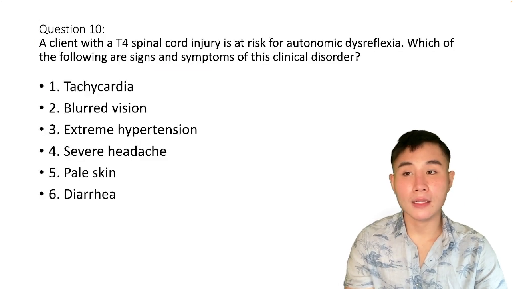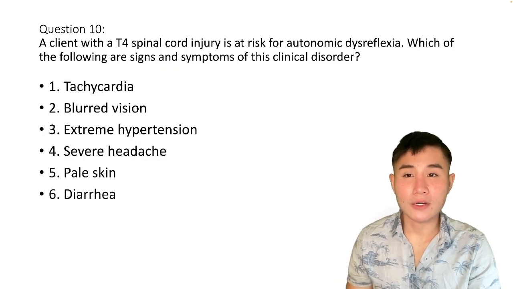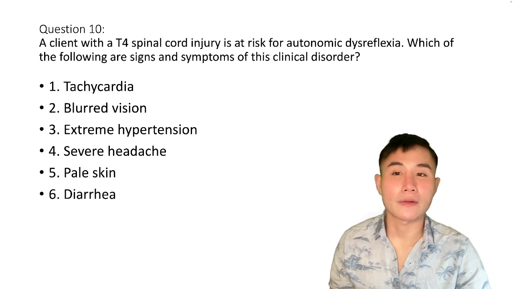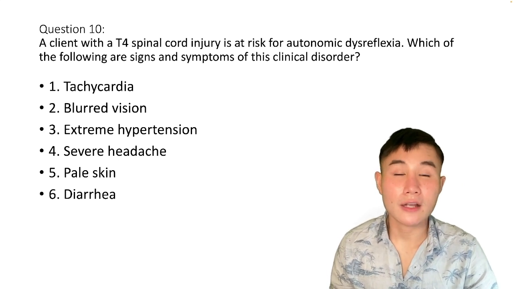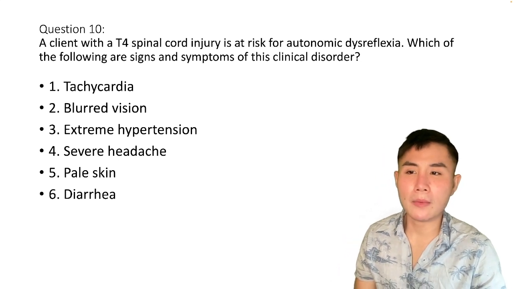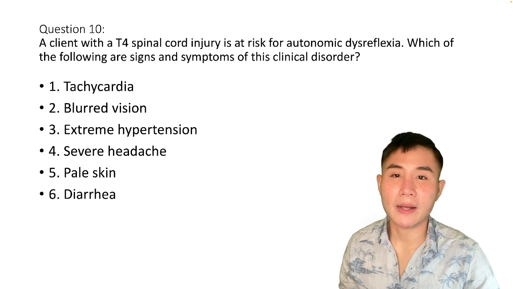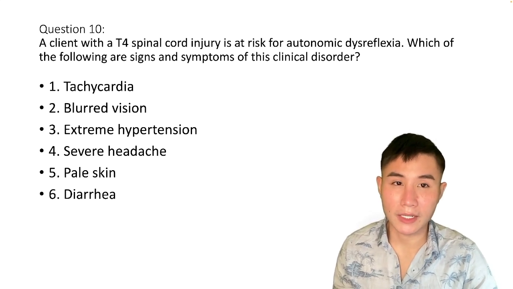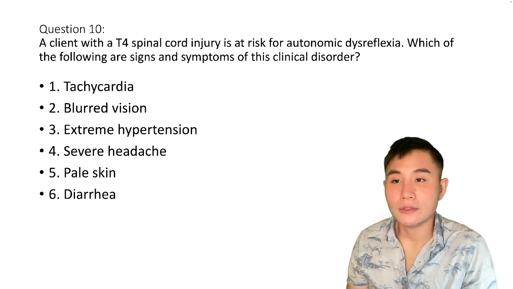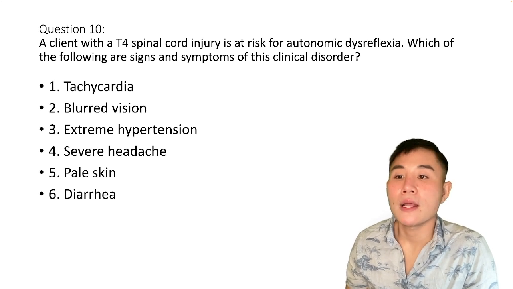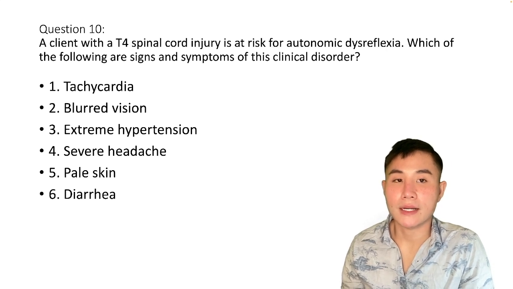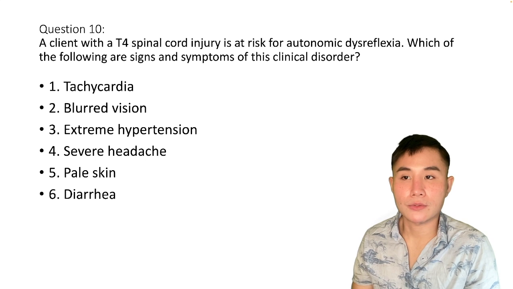All right. Last question. A client with a T4 spinal cord injury is at risk for autonomic dysreflexia. Which of the following are signs and symptoms of this clinical disorder? This comes up a lot in NCLEX. They like to ask about autonomic dysreflexia, okay? And remember, a spinal cord injury at T6 or above usually results in autonomic dysreflexia. Okay, remember that. All right, number 1, tachycardia. Number 2, blurred vision. Number 3, extreme hypertension. Number 4, severe headache. Number 5, pale skin. Number 6, diarrhea. All right, what are your choices?